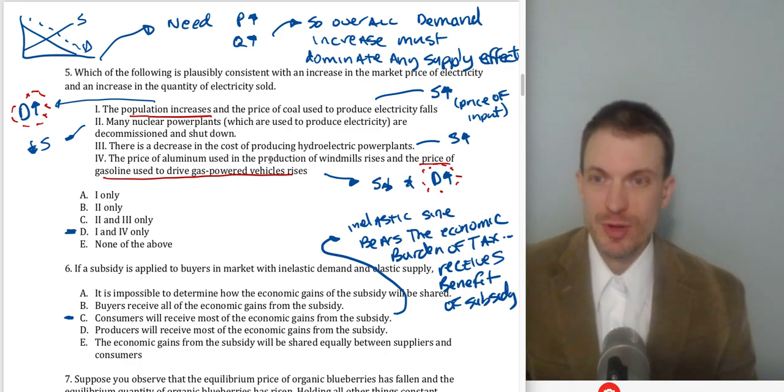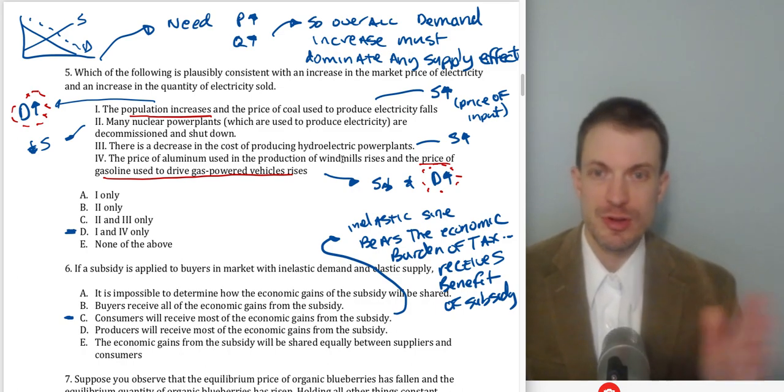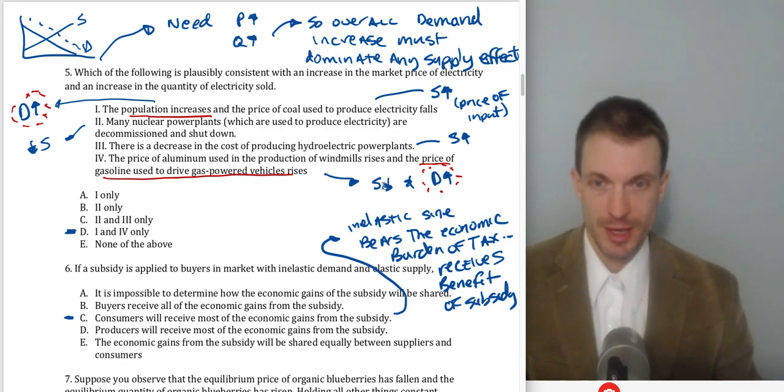4, the price of aluminum used in production of windmills rises. So it's going to raise the price of an important input. It's going to decrease the supply. Okay, so we're going to shift supply leftward, a decrease in supply.